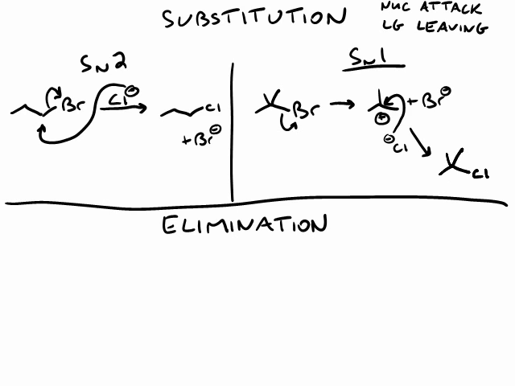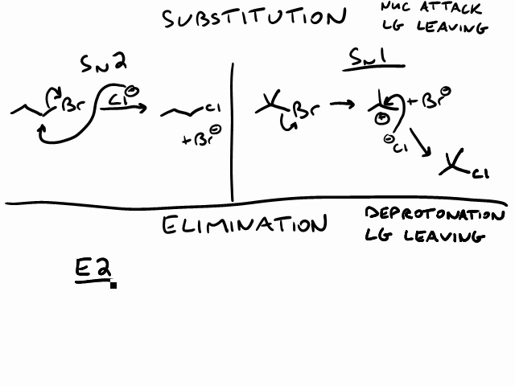Now, when we talk about elimination reactions, again, there are also two things happening. A base is deprotonating, and a leaving group is leaving. And once again, the question is, do these two happen simultaneously or not? In an E2 process, they happen simultaneously.